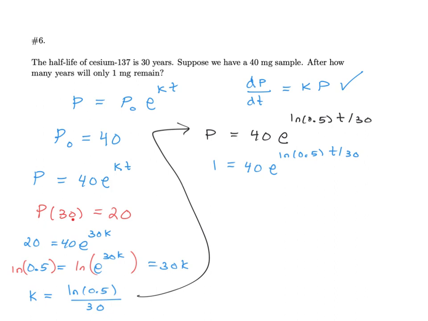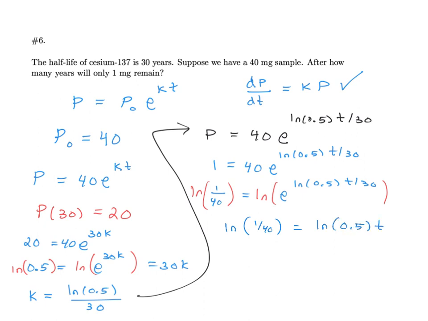The process will be really similar to what we did here. I'll divide both sides by 40, so I get 1/40 is equal to e to the natural log of 0.5 t all over 30. And I'm going to take the natural log of both sides. The reason being, again, the natural log and e are inverses. They cancel to give us this entire exponent. We now have that the natural log of 1 over 40 is equal to the natural log of 0.5 times t over 30.